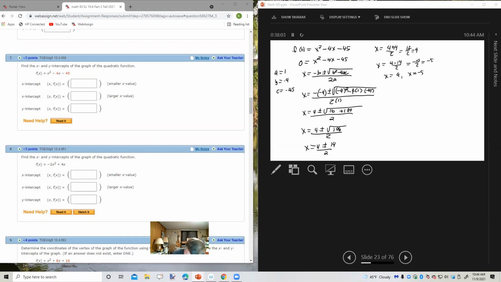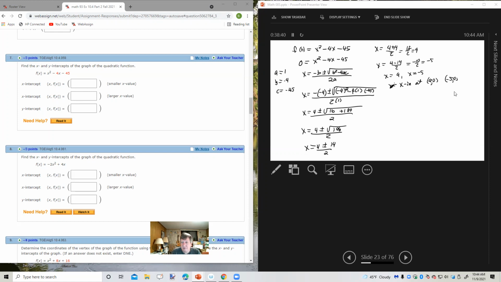So the x-intercepts are at 9, 0, and negative 5, 0. So when you're taking a second degree or quadratic equation and you're setting it equal to 0, and you're solving it for x, you're finding the x-intercepts of the graph, okay? Now, here's where we need to be careful.